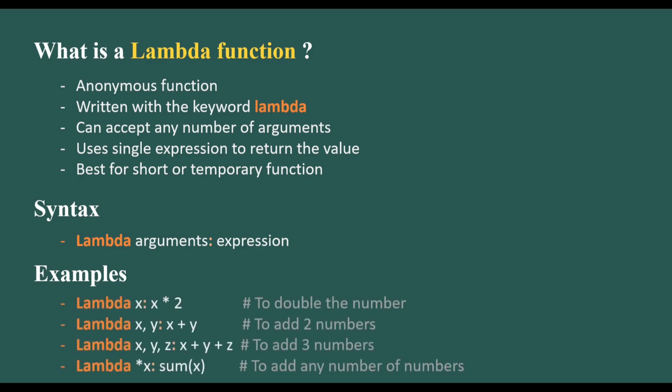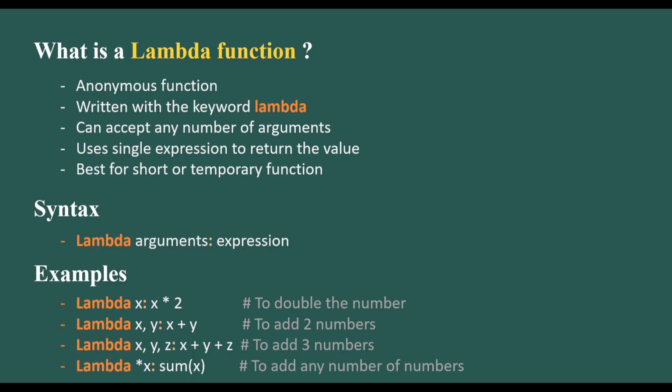Examples. So the first example, lambda x colon x multiplied by 2. Basically this lambda function doubles the number. So if 5 is sent to this lambda function, then the output will be 5 into 2, that is 10.